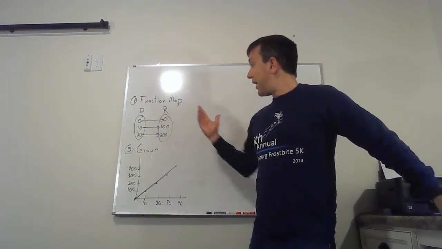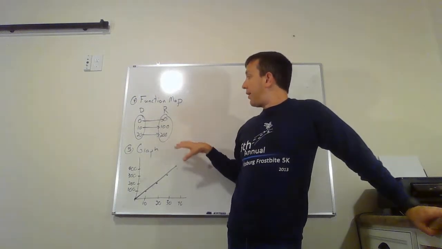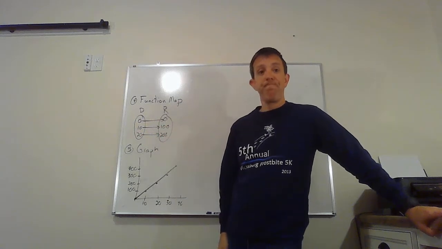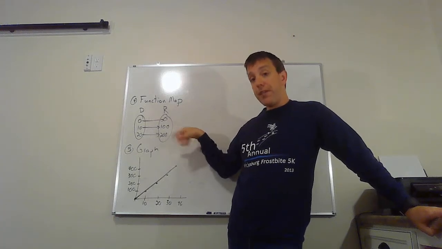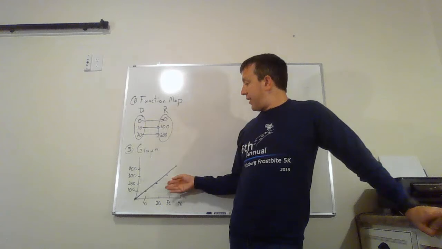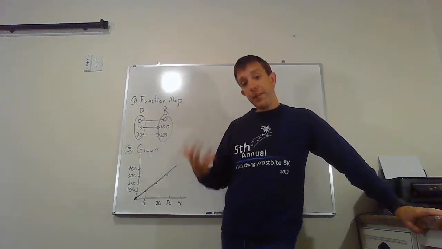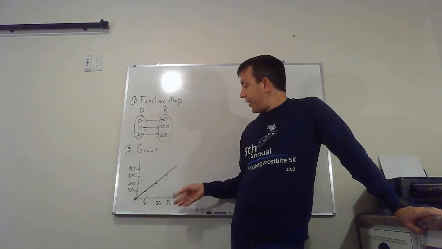All right, so for our last two ways that we can write a function, we can use what's called a function map, and these are just two ovals. In the first oval, we have the domain values, and in the second oval, we have the range values, and we have arrows showing what domain values go where. And then the last one is we can make a graph. Again, these are both still for the example where you're making $10 an hour.